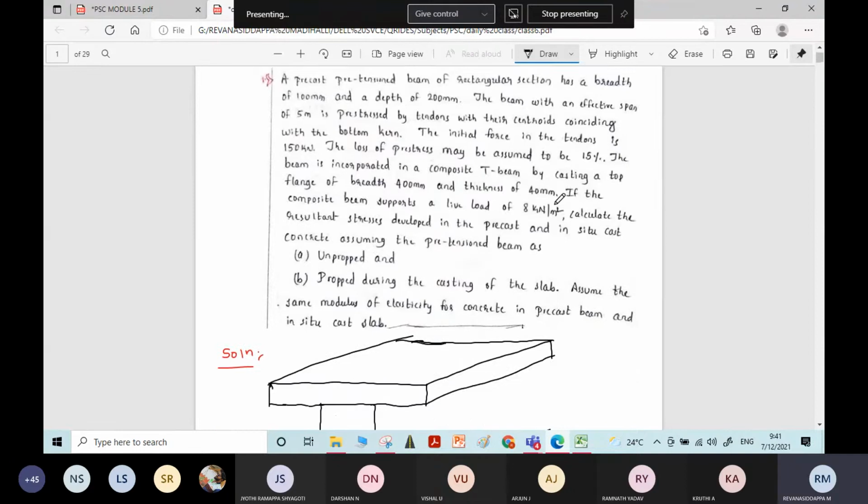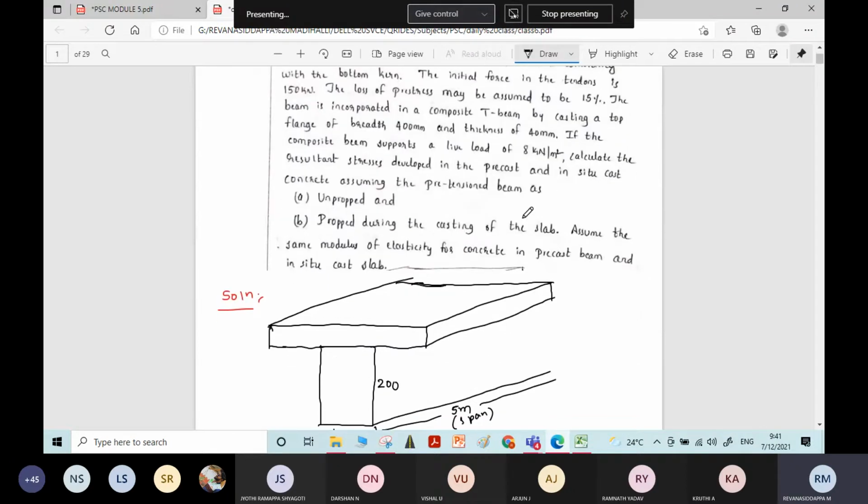Live load on the beam is given, that is 8 kilonewton per meter square. The live load on the flange is given, 8 kilonewton per meter square. Means for 1 meter area, the load per unit area is given. Especially for slab, the load will be given like that only, per meter square area. Over the slab, the intensity of load is 8 kilonewton per meter square.